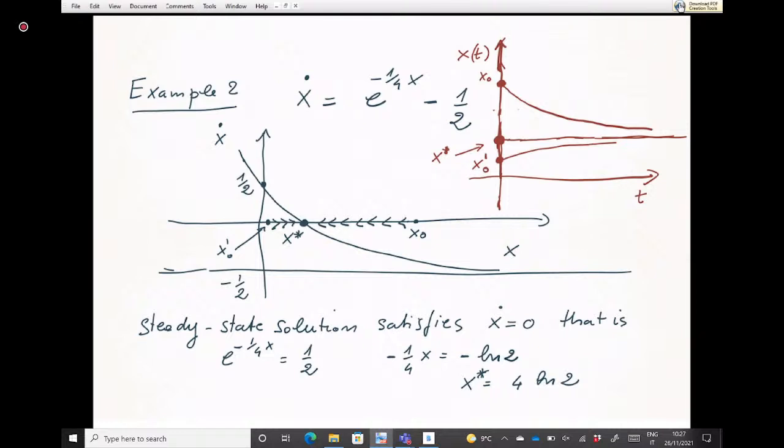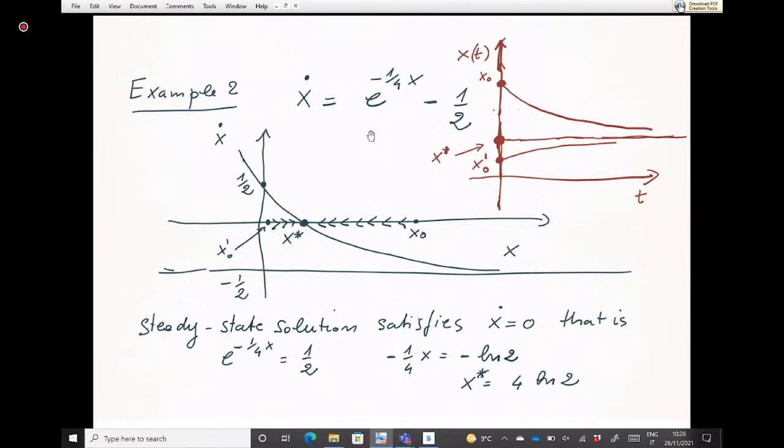Yes, it is globally stable. And the reason why it is globally stable is that this function is strictly monotonically decreasing, which means that geometrically, if you start on the left, you will always have x dot positive, so it will increase, whatever the starting point is. And if you start on the right, you will have x dot negative, so it will decrease. So it is globally stable.